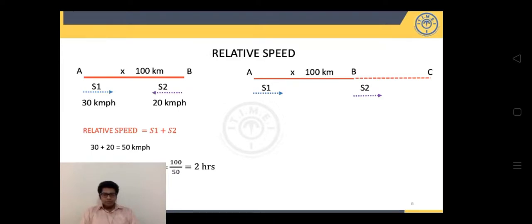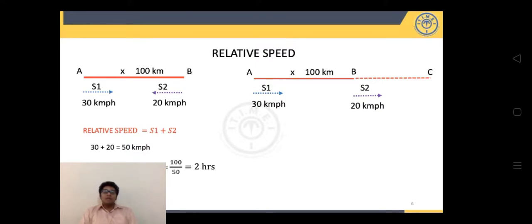Now, let's say the person at A is traveling at 30 kilometers per hour like the previous case, and S2 is 20 kilometers per hour. Now, will A be able to catch B? Yes, possible. And the condition here is they start at the same time. Remember that. Now B is running at 20 kilometers per hour, A is running at 30 kilometers per hour.